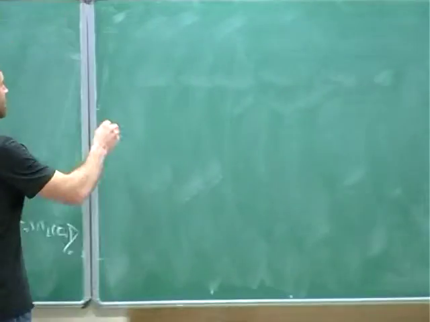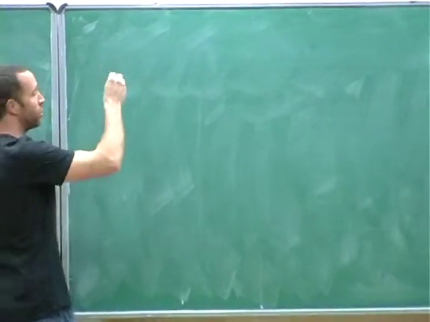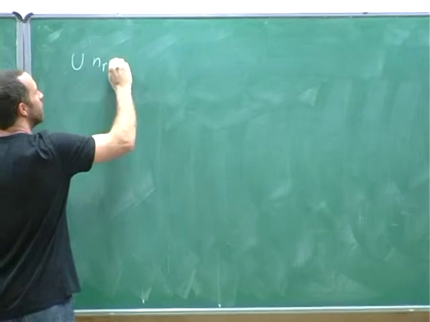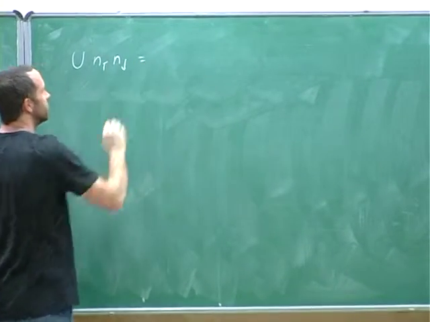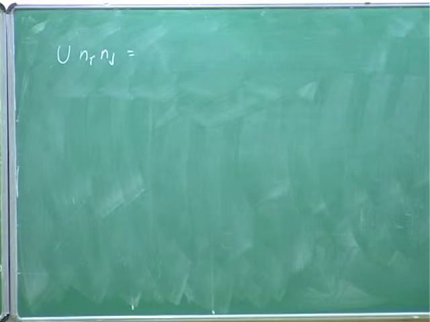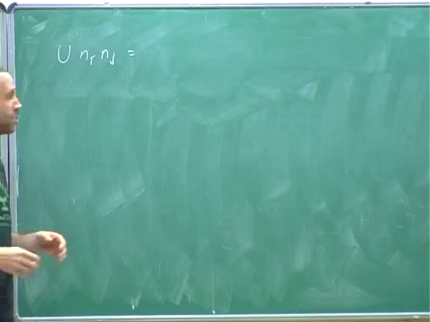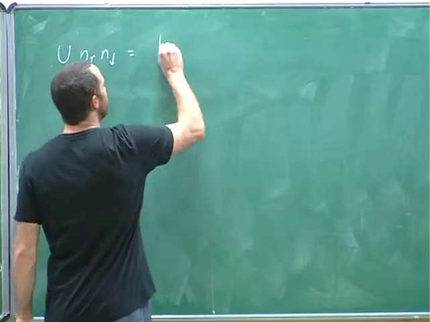It's not that obvious. So my interaction term, remember, is just U n up n down. I'll write it simply. Now I'll try to rewrite it slightly differently and see if this helps. So I'll write it as U over 2.